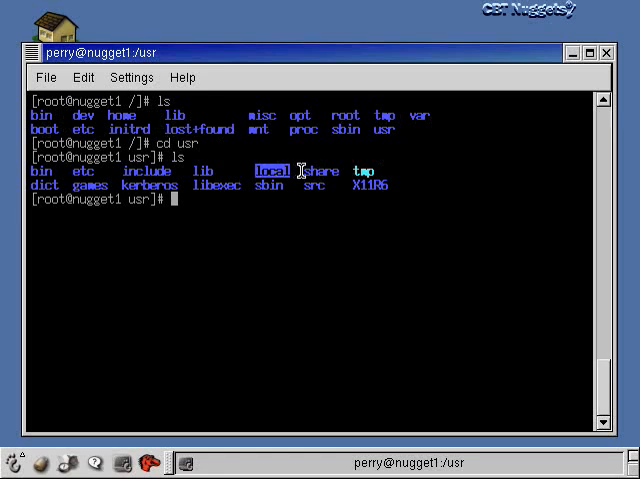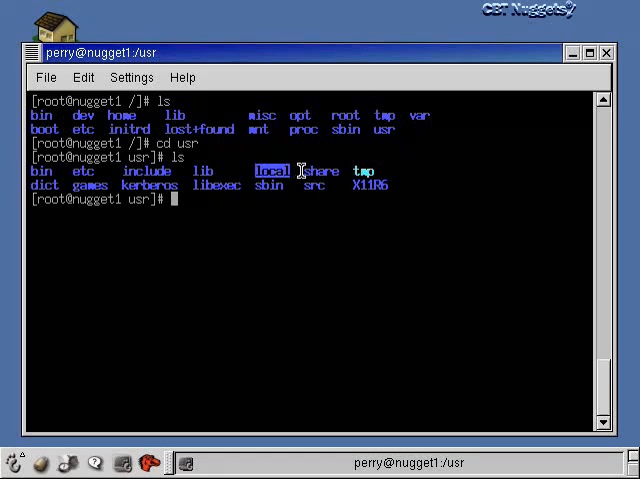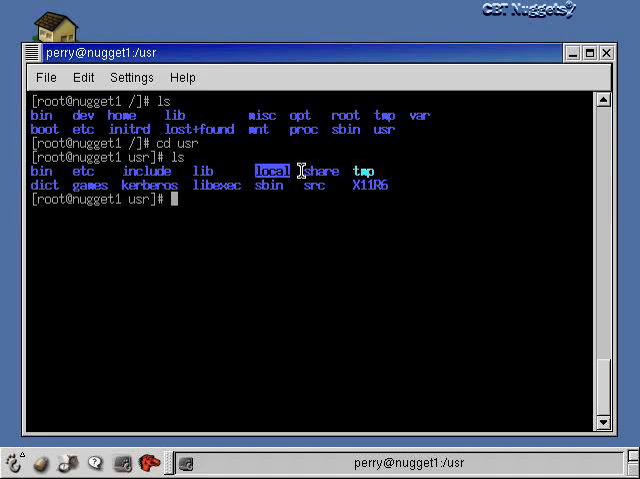So if I installed something in user local, then that would not be visible to any other machine on the network. And maybe I want it that way because it's some experimental thing or it's something I'm developing and I don't want everyone to be able to use it yet.